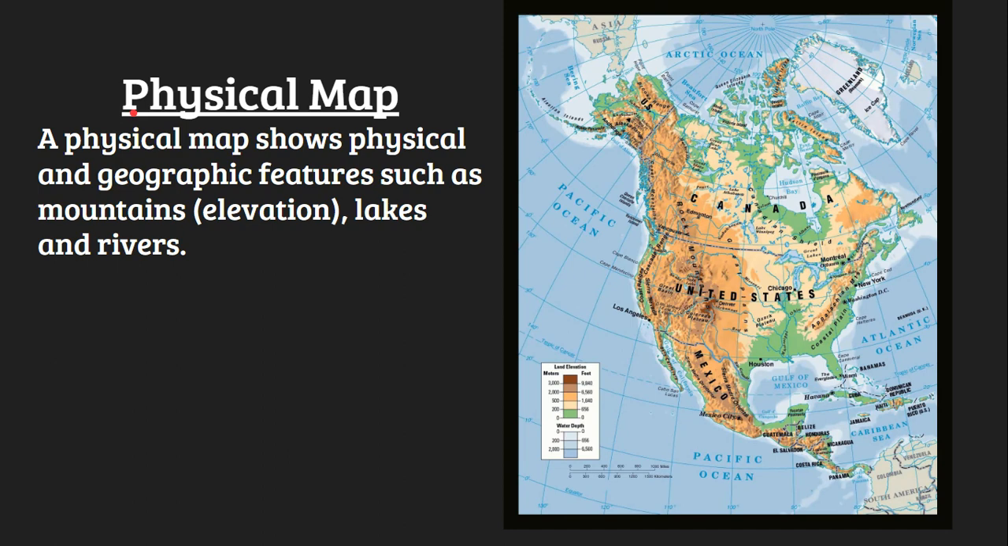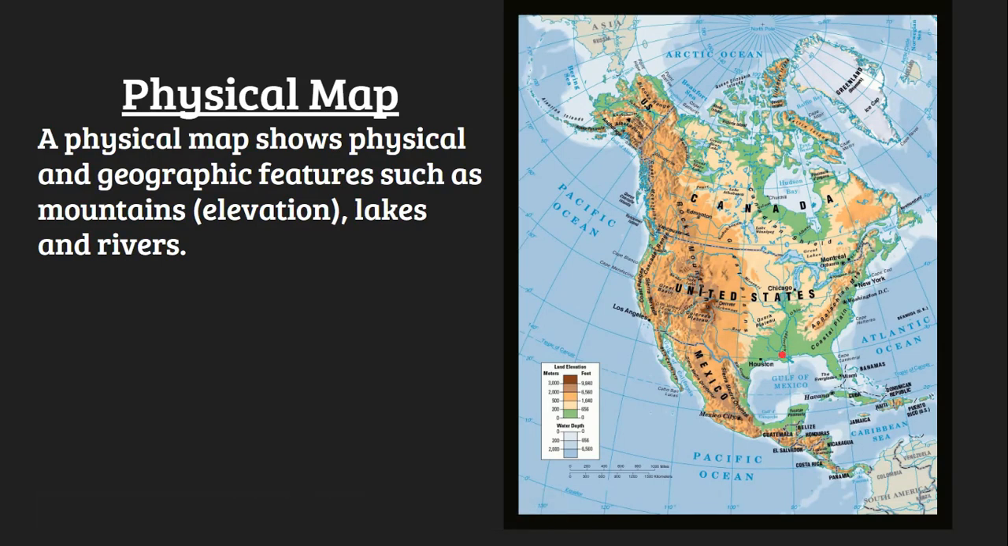Another map you will need to look at is a physical map. A physical map shows physical and geographic features such as mountains or elevation, lakes, and rivers. This is the North America physical map. The key gives you the elevation, or how high the land is. You can also see the names of mountains. On the western side of Canada and the United States, you have the Rocky Mountains. In Mexico, you have the Sierra Madre Mountains.